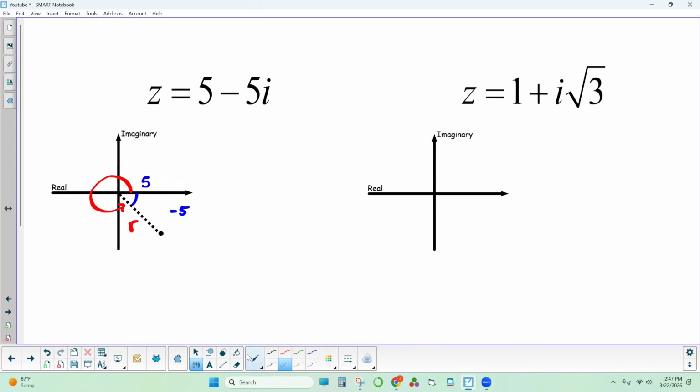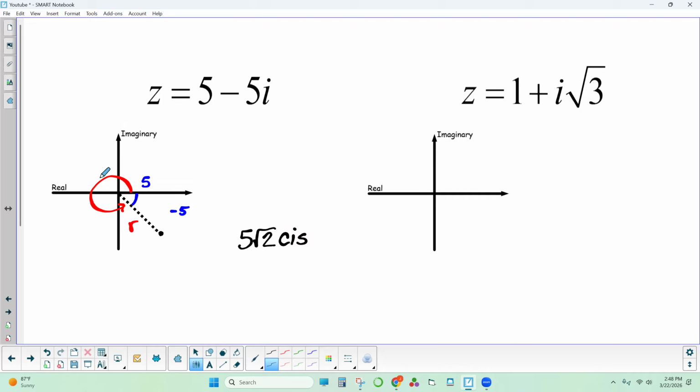Okay. So like I said before, R can be found using Pythagorean theorem here. So if we do that, we will get 5 root 2 for R. Okay. And then I can write cis, which remember is short for cosine theta plus i sine theta. And then I need the angle.